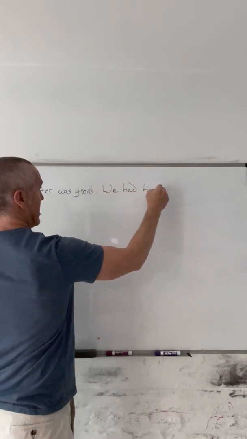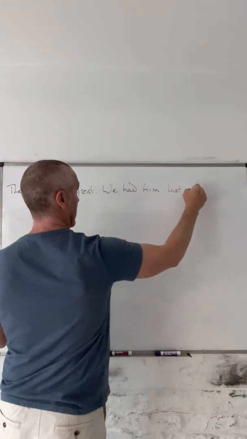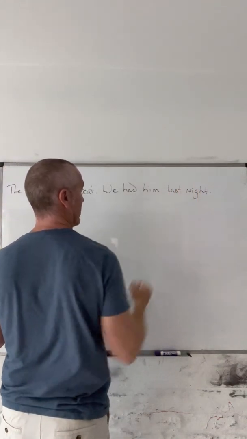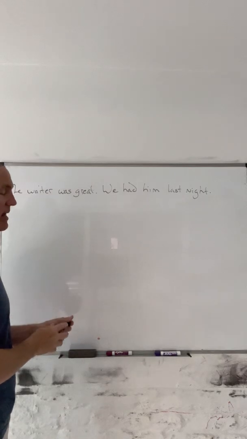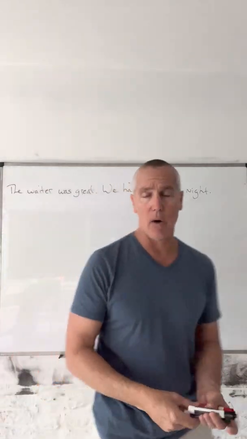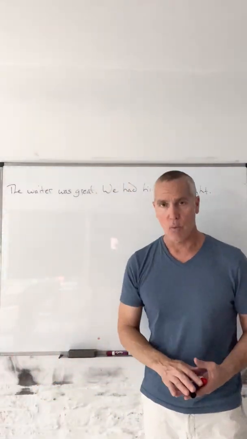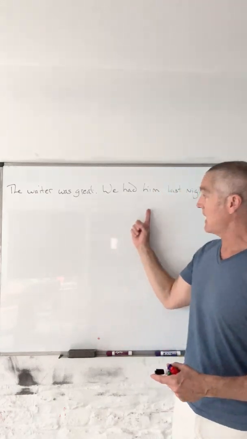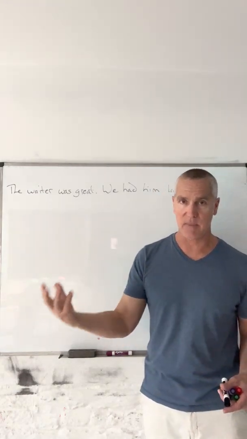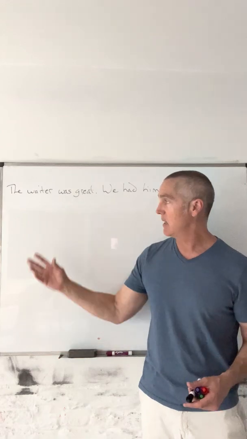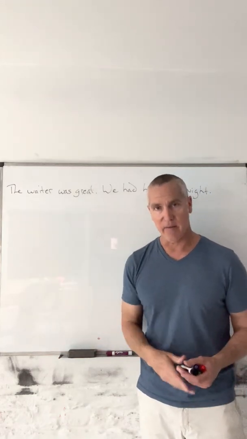We had him last night. The waiter was great. We had him last night. All right, so we have two sentences. We know that the second sentence becomes the adjective clause and it modifies a noun in the first sentence.